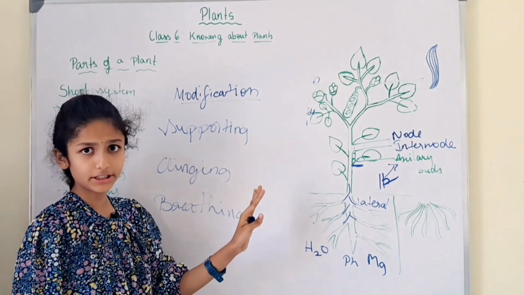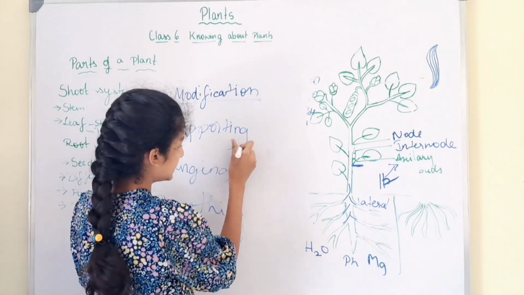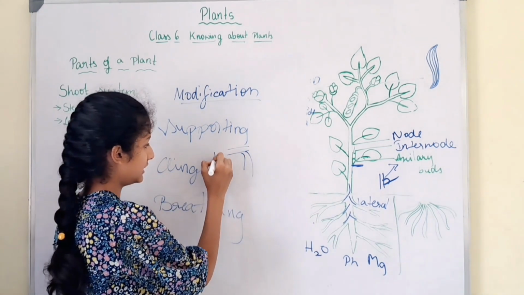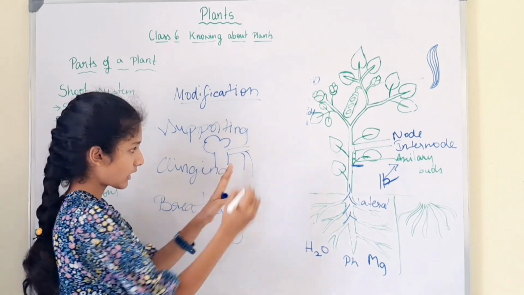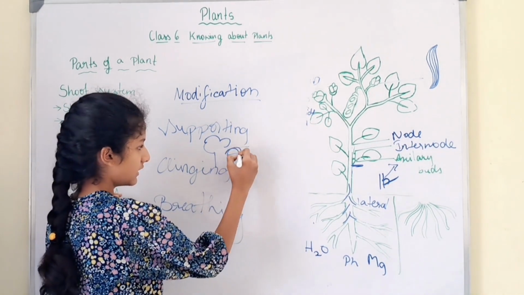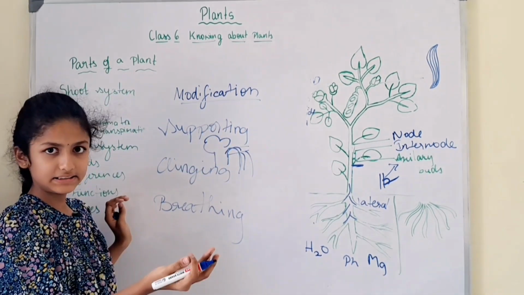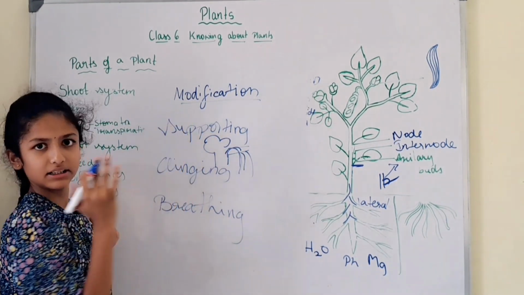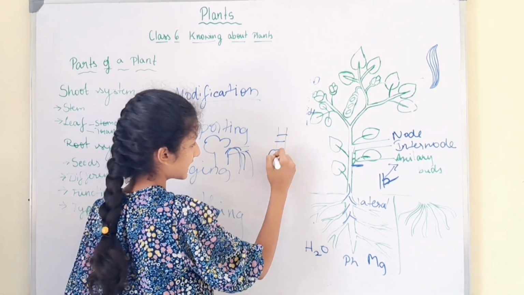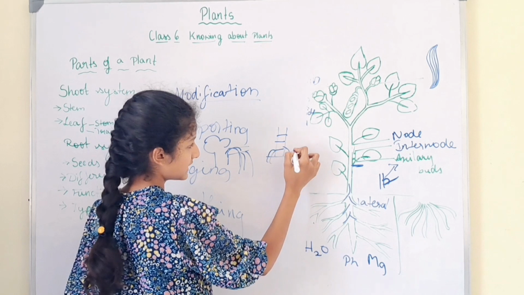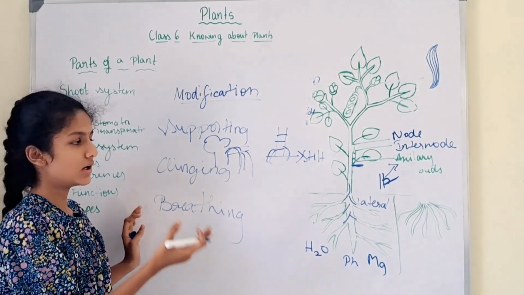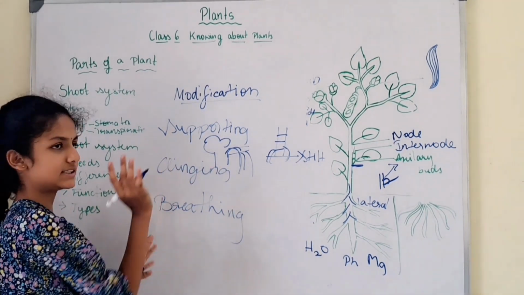So in supporting roots, these roots arise from the branches. In a banyan tree, these roots give support to the tree. They grow from the branches and support it, so they're known as supporting roots. And in sugarcane, at the nodes, we can see roots coming out. They are known as stilt roots. These stilt roots provide support for the plant.